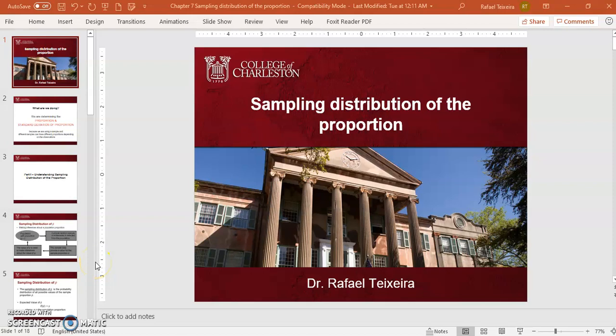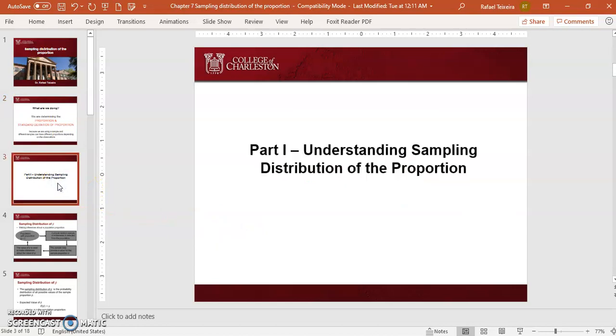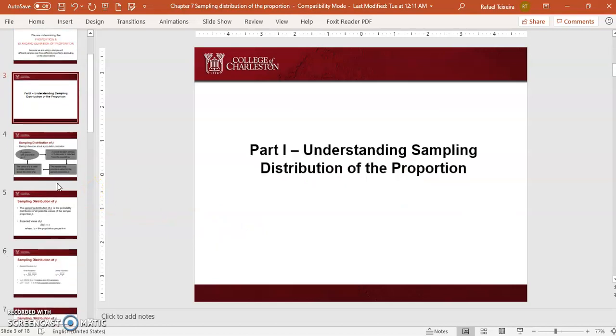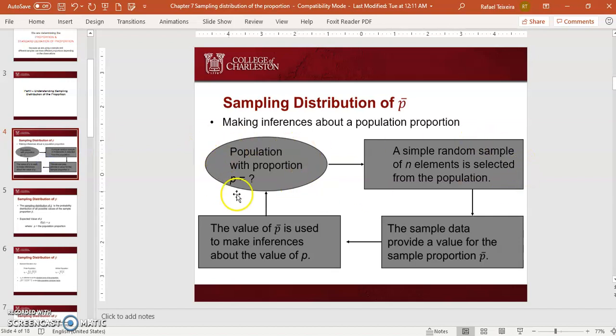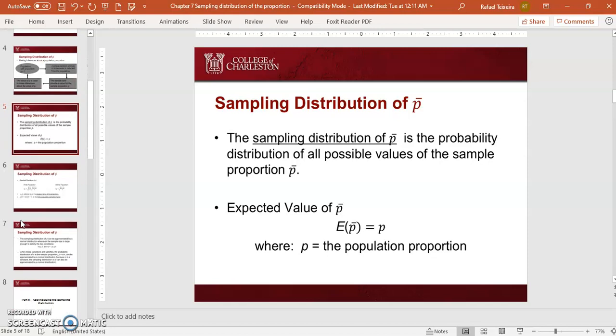Hi, in this class I'm going to talk about the sampling distribution of the proportion. We are trying to determine the proportion and the standard deviation of proportion using a sample, an estimate to a population, like we did for the mean. Now we're doing it for the proportion, and the idea is the same. We want to know the proportion of a certain characteristic in the population when we don't know it, so we use a sample to get data, compute the sample proportion, and try to estimate that value for the population.